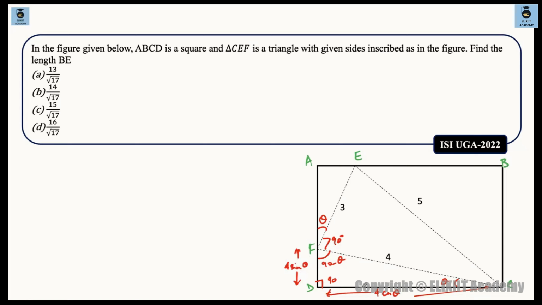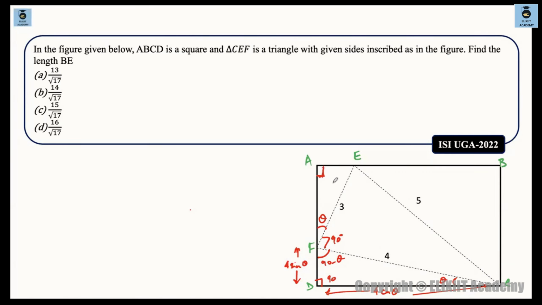ठीक है. अच्छा, नेक्स्ट. सिमिलरली ये थीटा है, ये भी 90 है. दिस इज 90. दिस इज थीटा. सिमिलरली हियर ऑल्सो वी आर हैविंग राइट एंगल ट्राइंगल. ठीक है. तो ये हाइपोटेन्यूज है जो कि 3 है और ये बेस है.